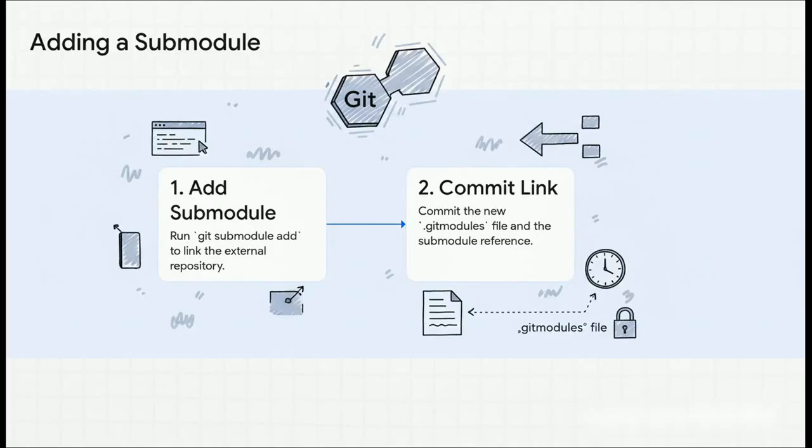So how do you actually add one? It's really just a two-step dance. First, you run git submodule add, and you point it to the repository you want to bring in. Git then creates that .gitmodules file for you and stages this special kind of link. Then you just commit it, and that's it. You've officially linked the two projects together.